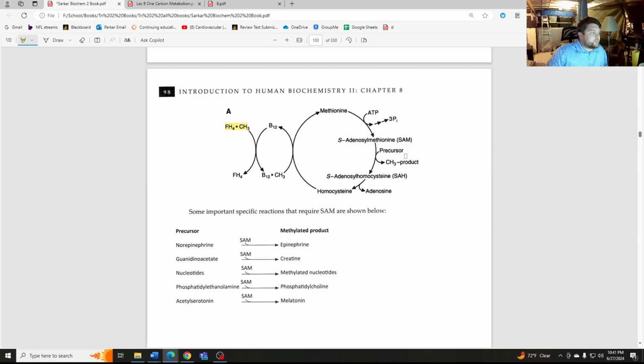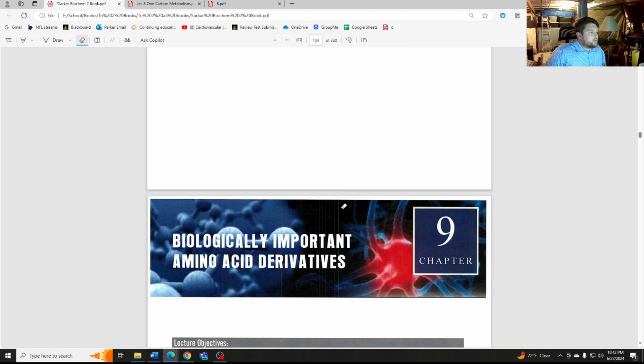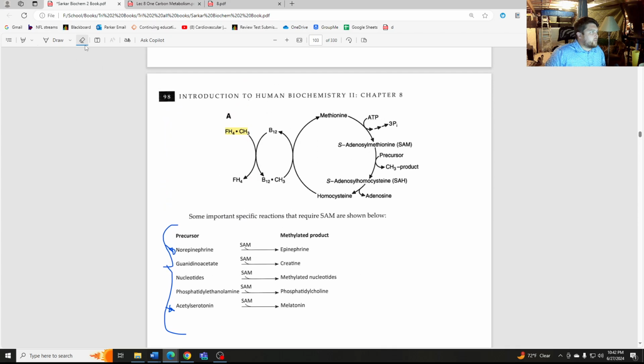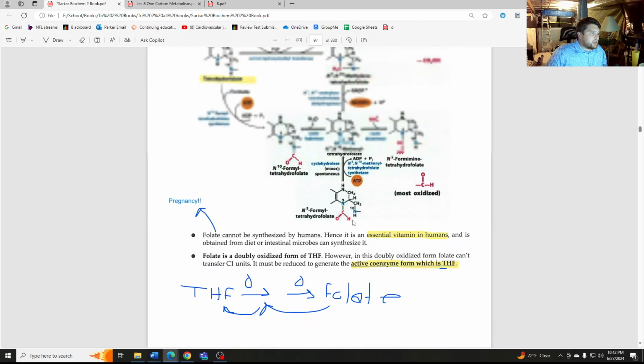So, for example, all of these down here, converting norepinephrine to epinephrine, a really, really important one. You'll also probably see this one, acetylserotonin to melatonin. We need SAM involved with all of these reactions in order for them to happen. Okay, so that's just a little overview of these three coenzymes.